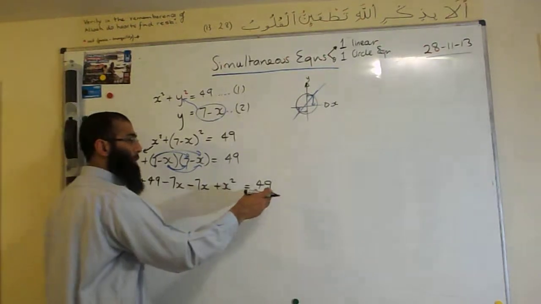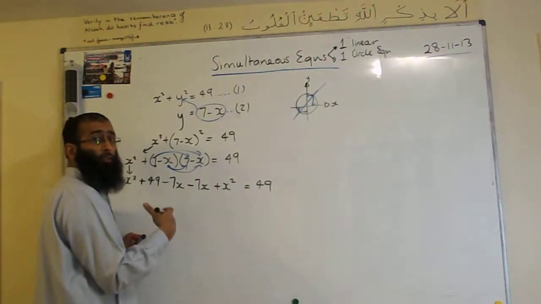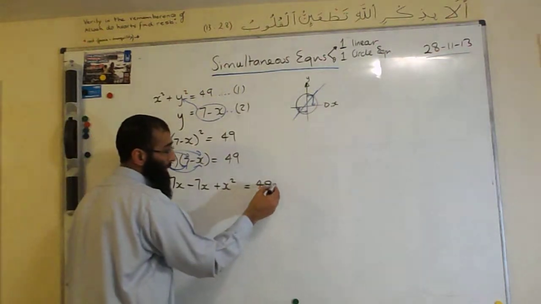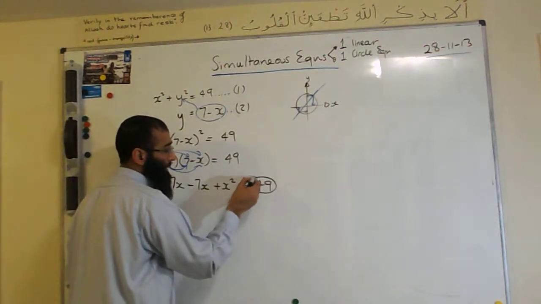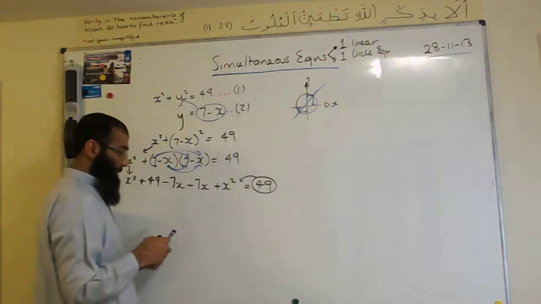What we need to do is bring this 49 over onto this side as well, to simplify. So the opposite of add 49 is, it comes to this side and becomes minus 49.